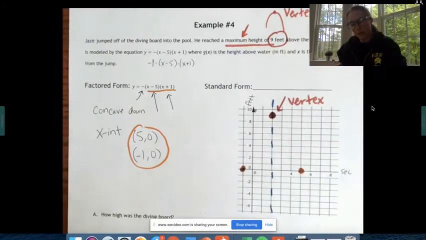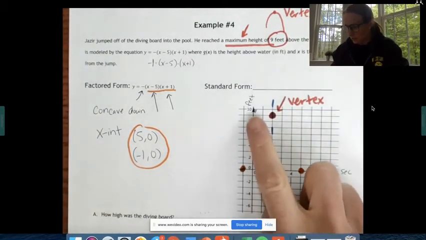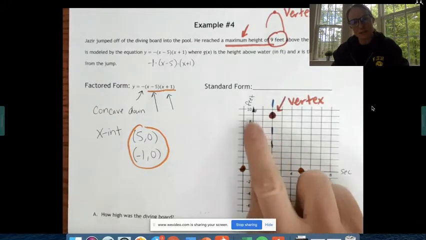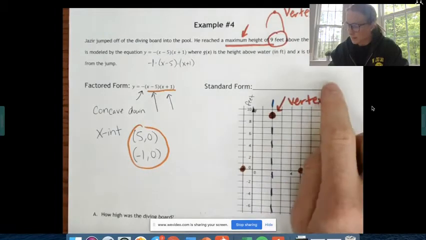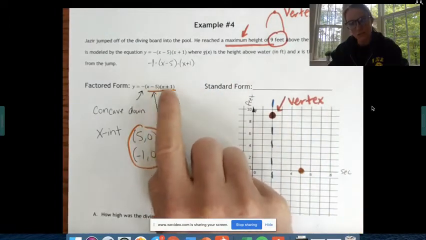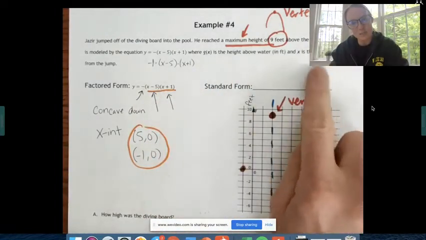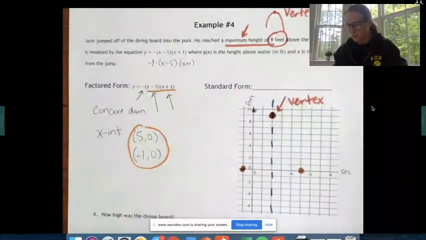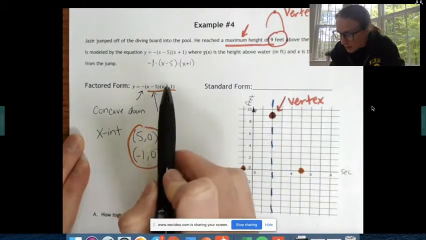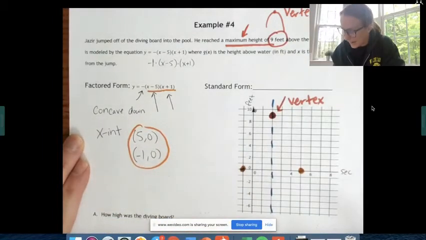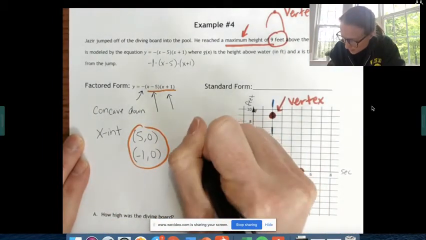So I almost have my whole graph now, except for my y-intercept. That y-intercept is going to be really, really important. It's somewhere over here. I just don't know exactly where it is. I can find it by putting this equation into standard form to get that y-intercept. So let's give that a go. I'm going to use the area model again. I'm going to multiply these and then distribute the 1 at the end. So let's go ahead and do that.